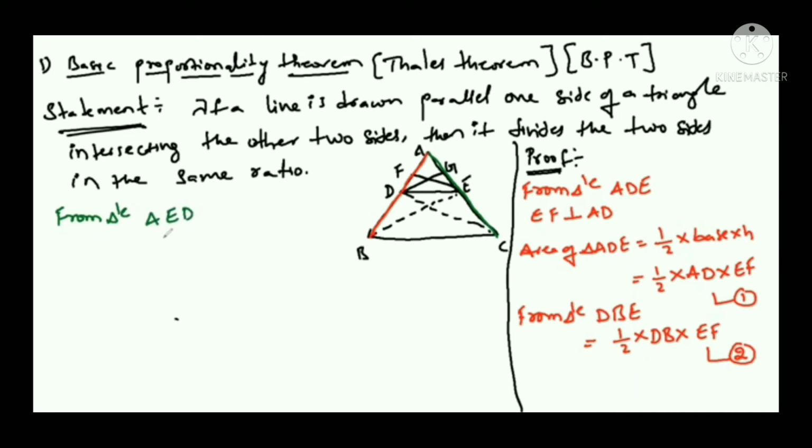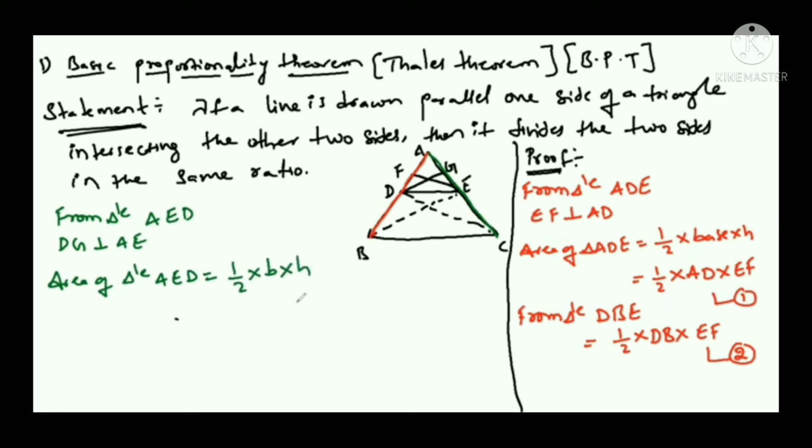AED. So in this triangle, what do you understand? DG is perpendicular to AE, right? DG perpendicular to AE. Okay. Now what can you write here? Area of triangle AED is equal to half into base into height.